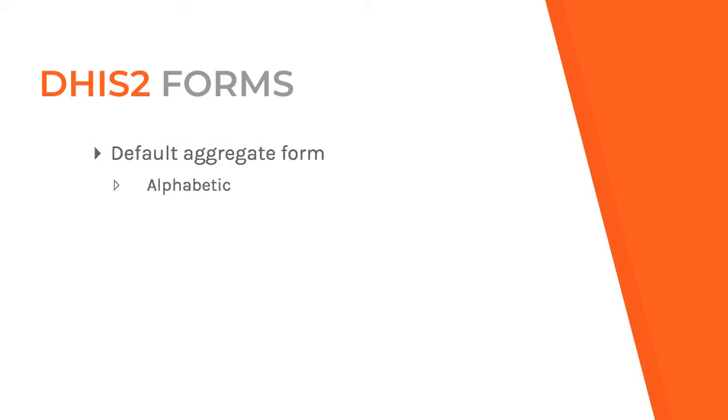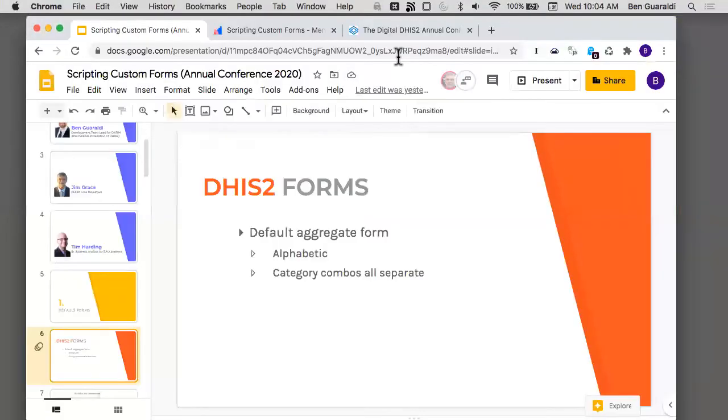The default aggregate form brings all of the data elements in alphabetically, and then also applies the category option combos to them, and then just separates out all the fields. So just take a look at what that looks like.